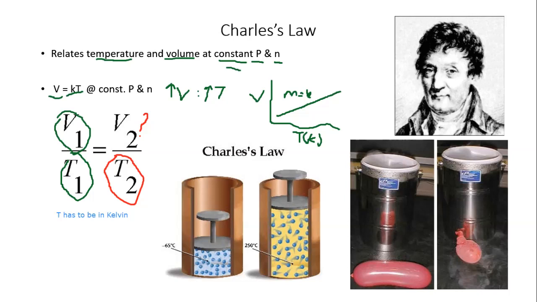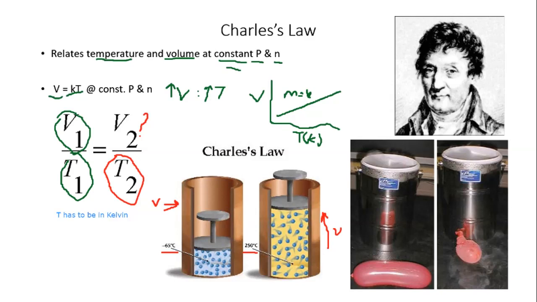Now down here in these diagrams, what we're seeing is the cylinder again represents volume. Notice here there's no weights, so there's no change in pressure. We have the same number of spheres, so it's constant amount. And you see that the color is different. So this is blue and this is yellow. So that means we've changed the temperature. We went from negative 65 degrees Celsius to 250 degrees Celsius. So since we increase the temperature, the volume increases. And so Charles's law relates temperature and volume at constant pressure and moles.